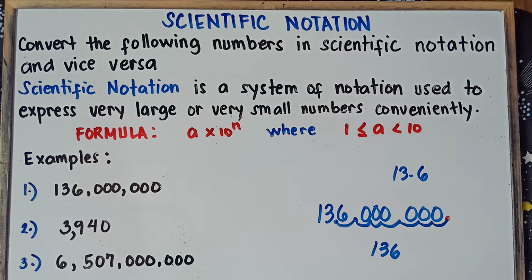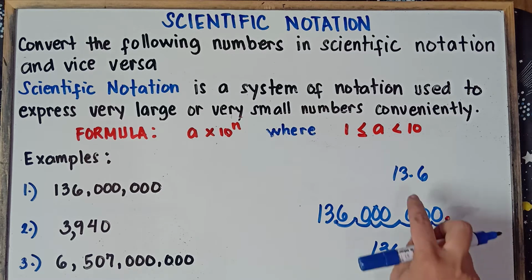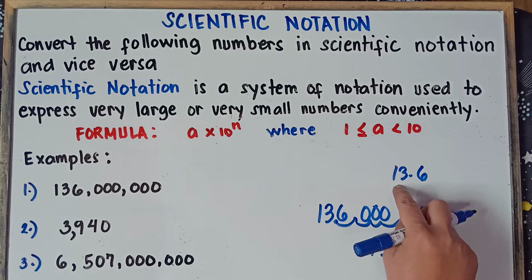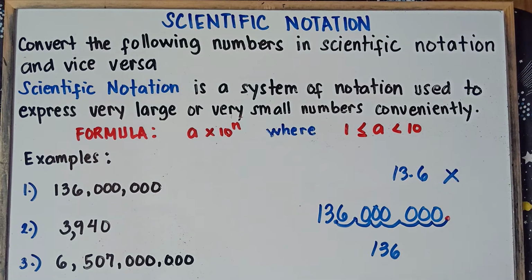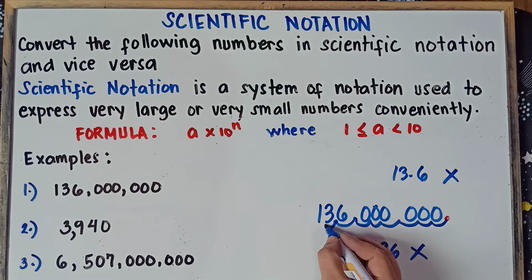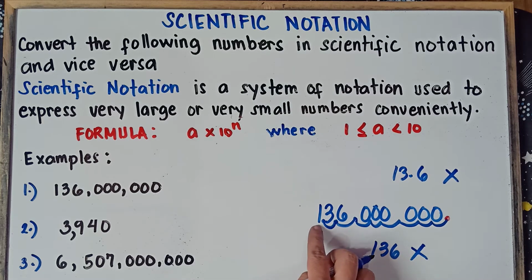Nope, we cannot have that one with regards to the value of a, because 13.6 is not less than 10. This is greater than 10. So therefore, we cannot have this one with regards to the value of a. So we need to move the decimal point again, right to left once. And we stop at this point, in between 1 and 3.